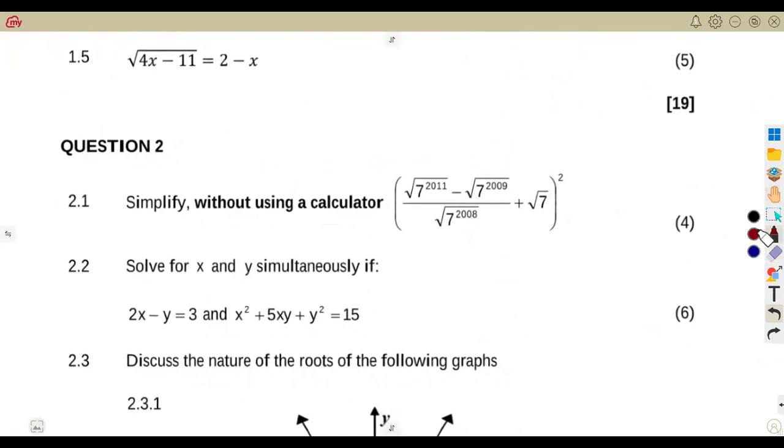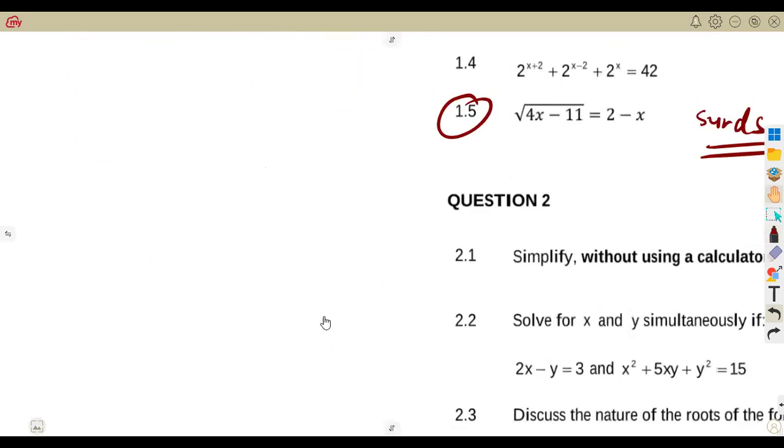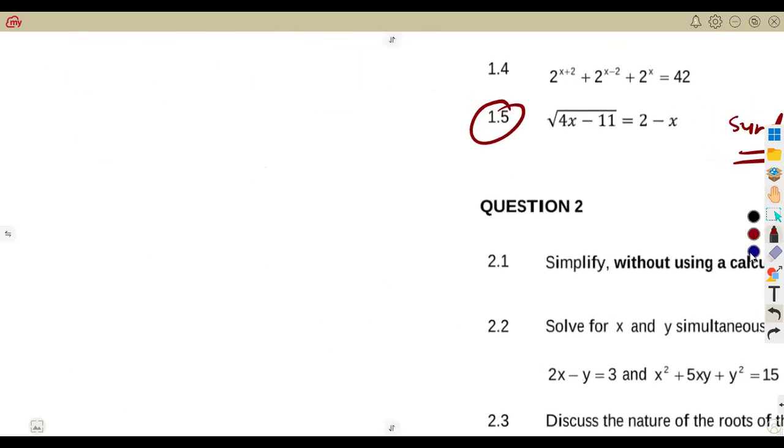Still on question number 1, given 1.5, you're given, again, to solve for x. That is, you're given an equation under our surds. Remember, your surds allow you to solve equations again, just like exponents. We can have equations under exponents, also under surds. There are equations from which we can formulate quadratic equations. So given the square root of 4x minus 11 is equal to 2 minus x.